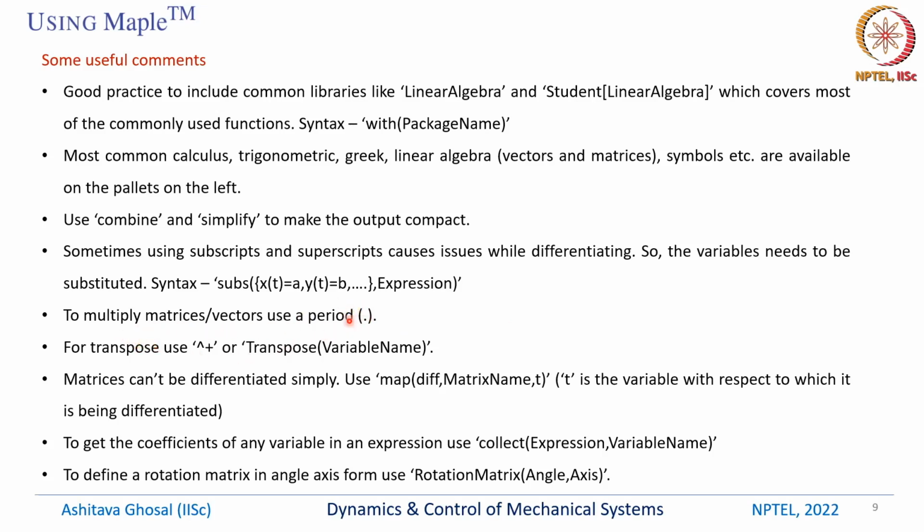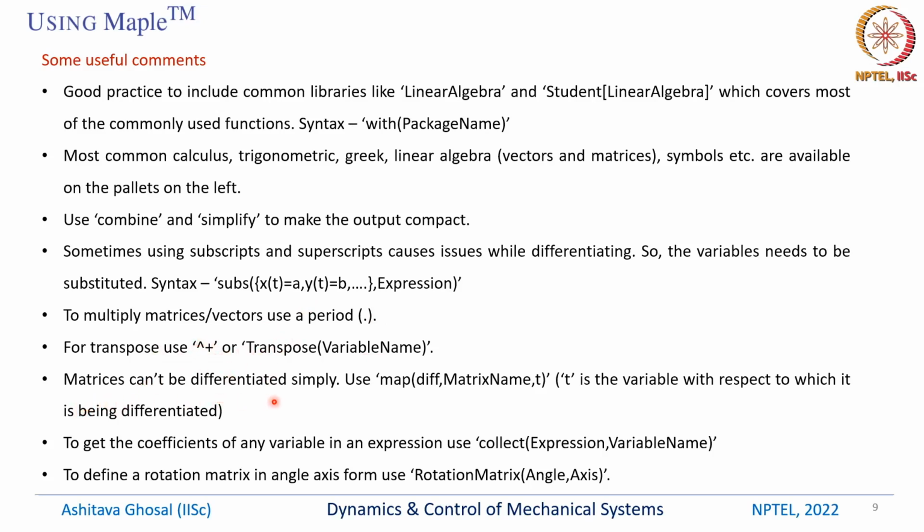To multiply matrices and vectors, we have to use a dot like this, and again these examples we'll see. For transpose, okay, we can use this caret with a plus sign, not like t, which is what I have shown in the text. Or you can say transpose and the variable name. So if you have x and you want to do x transpose dot y, then we have to use this quote plus, this caret and plus.